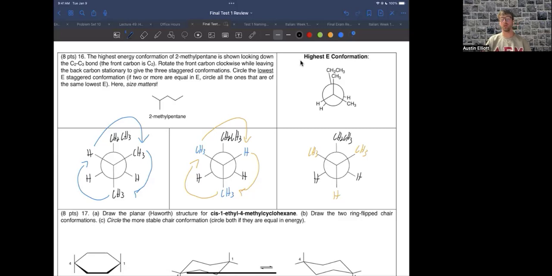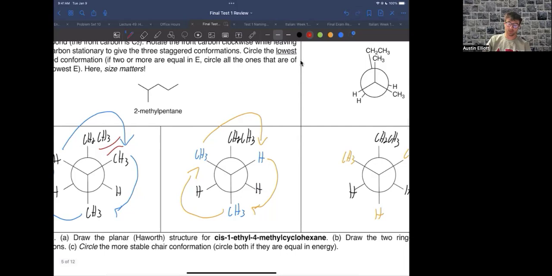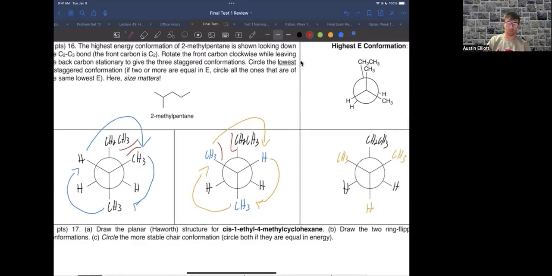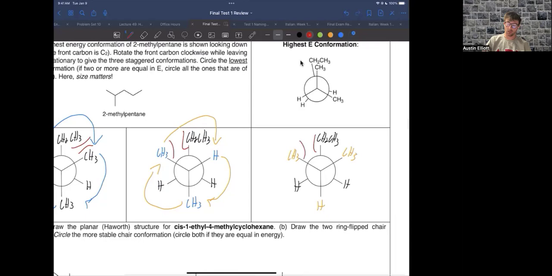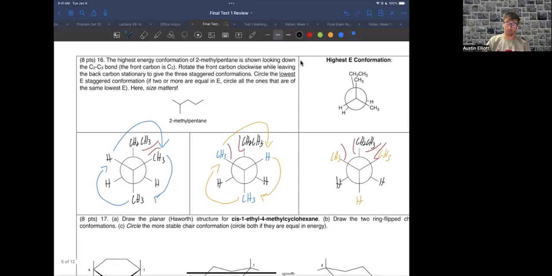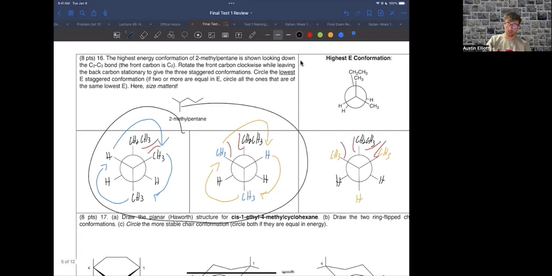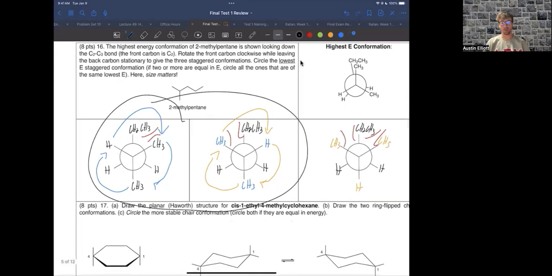So now we can look at our types of strain. So here we have some strain. That's the only part. Same with this one. We have the same level of strain as the one on the left. But then this one, we have double the strain compared to the other ones. So our two highest energy, or the lowest energy conformations are these two over here. Making sure to circle both, not just one.